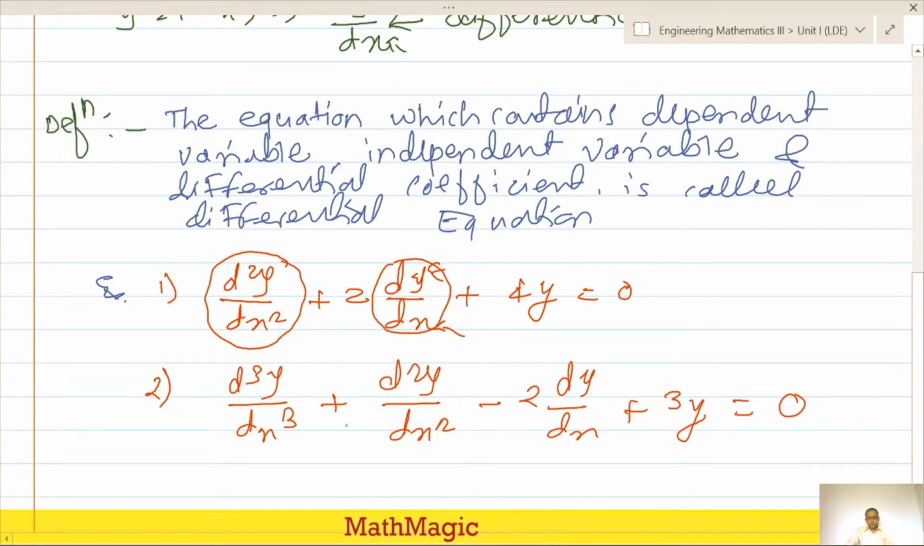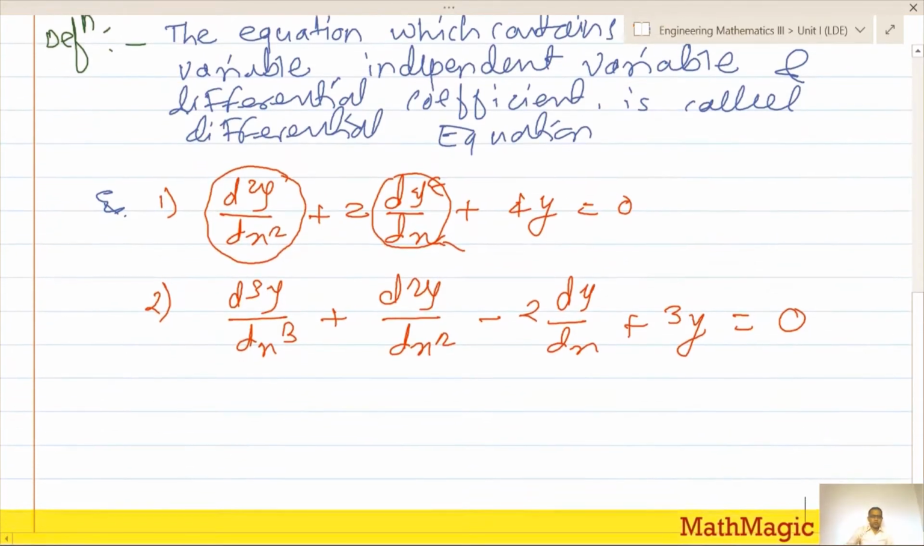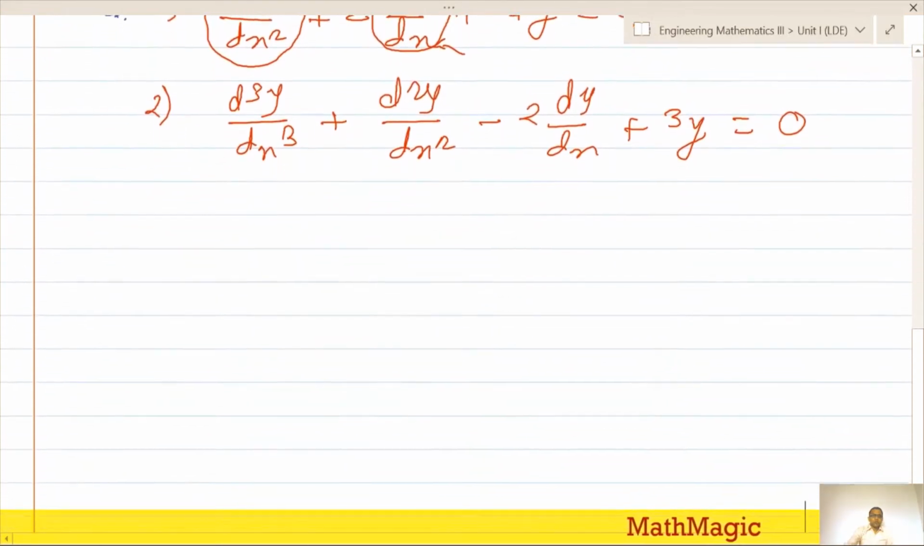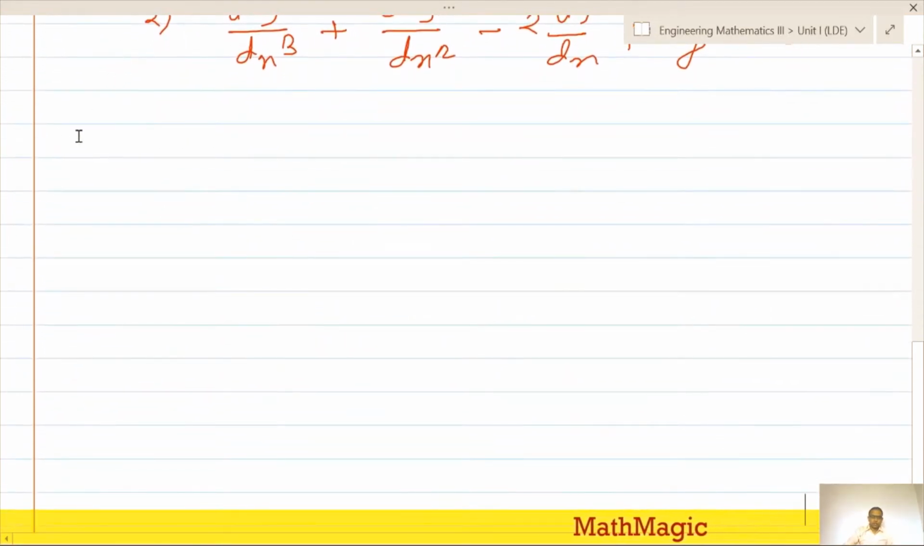Got it? Now, what is important here to understand the nth order linear differential equation is the order and degree of the differential equation. What is meant by order and what is meant by degree of the differential equation? That is very important. So let us see.